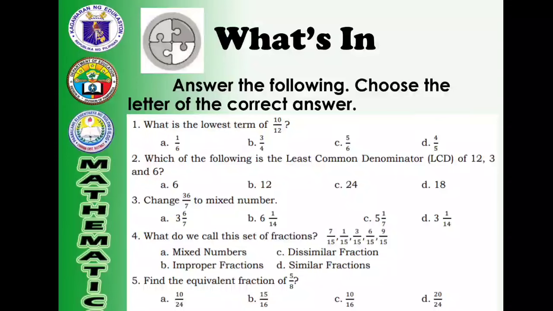Number 4. What do you call this set of fractions? 7 over 15, 1 over 15, 3 over 15, 6 over 15, and 9 over 15. And last, number 5. Find the equivalent fraction of 5 over 8. Did you get it all right?